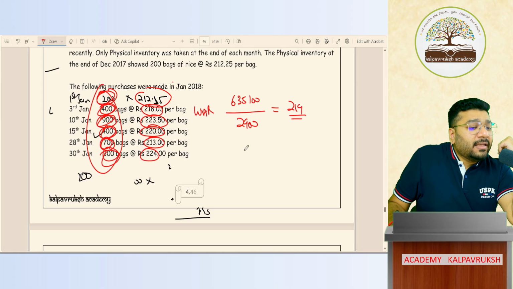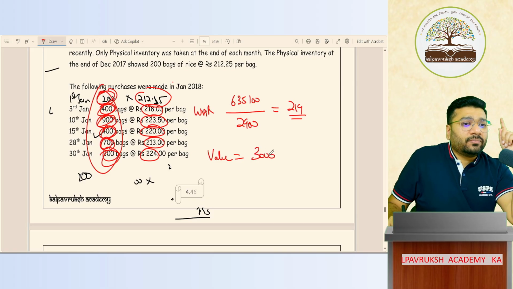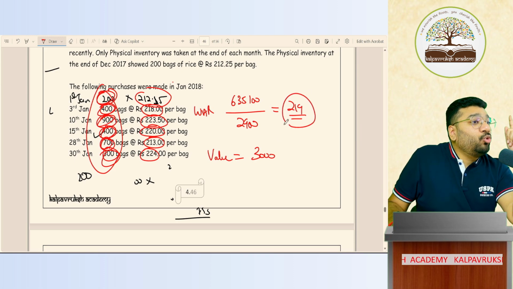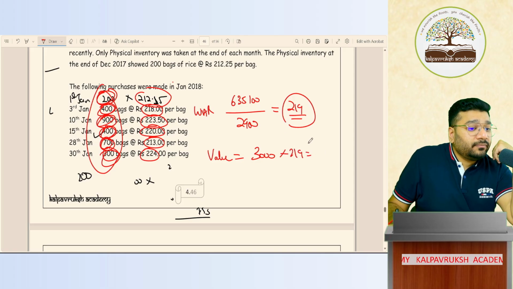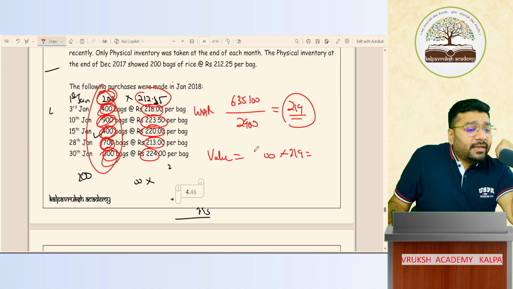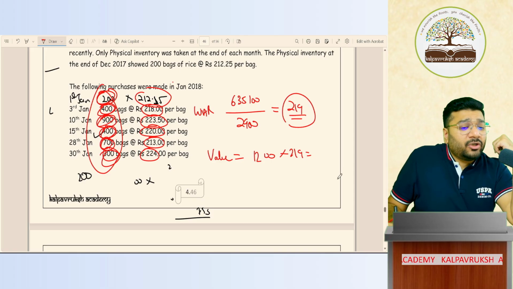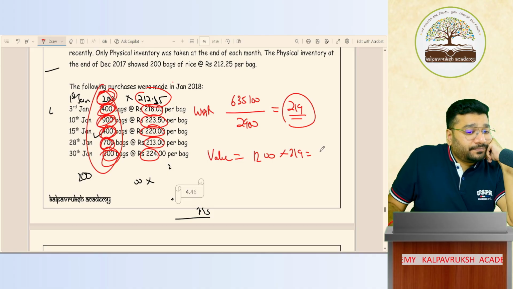219. Got it? Now I need to know the value. How will I get it? You have 1,200 kg bags in your godown. What is the weighted average cost per bag? 219. How much is the total? 2 lakh 62,800. Any difficulties here?